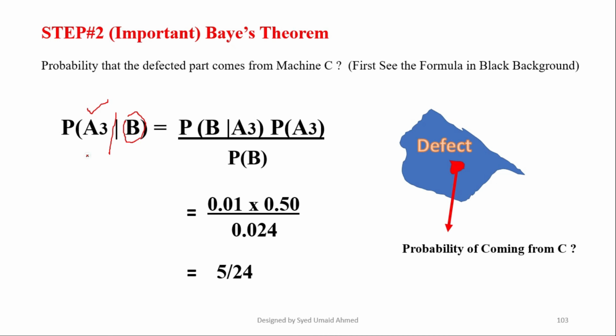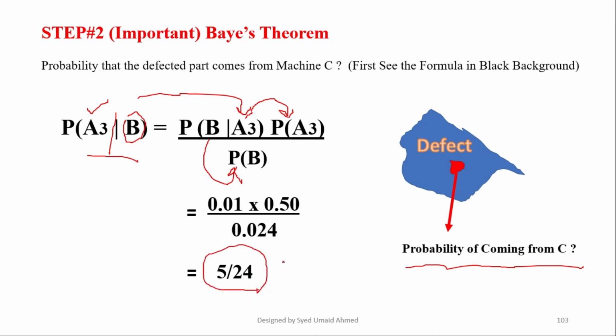See it. What is written? A3 given B. Make the inverse, B given A3. And after making the inverse, what is the second term? This second term is always used separately here. And what is the first term? The first term is always used separately in the denominator. So the item you selected is defective, what is the probability that it comes from machine C? It is 5/24. That's all for Bayes theorem, and that is a very important theorem.